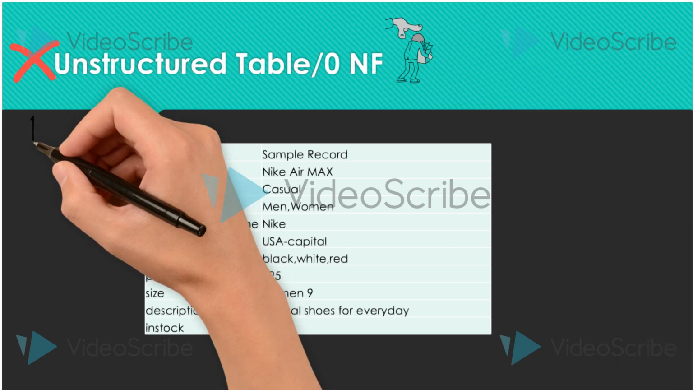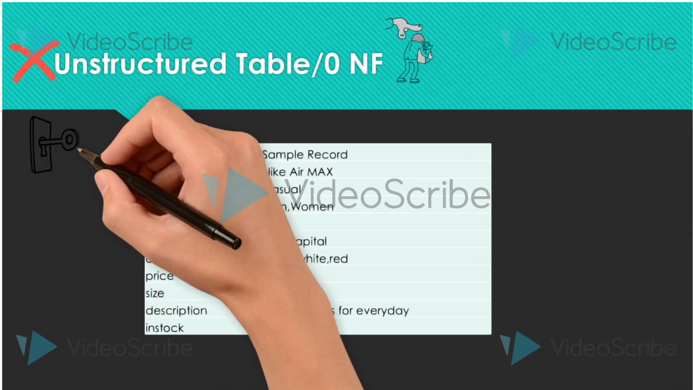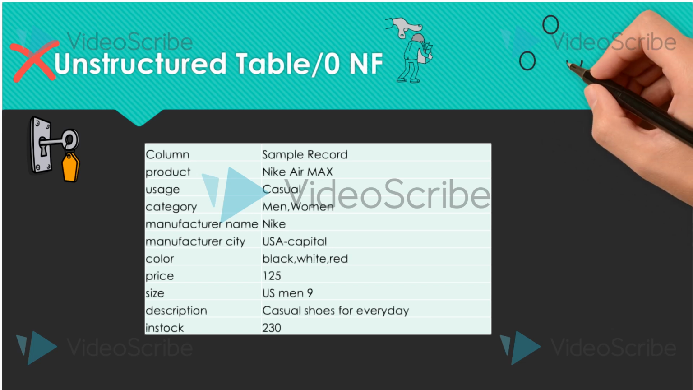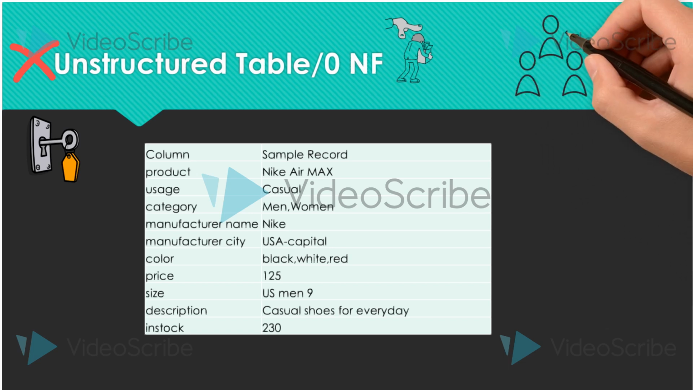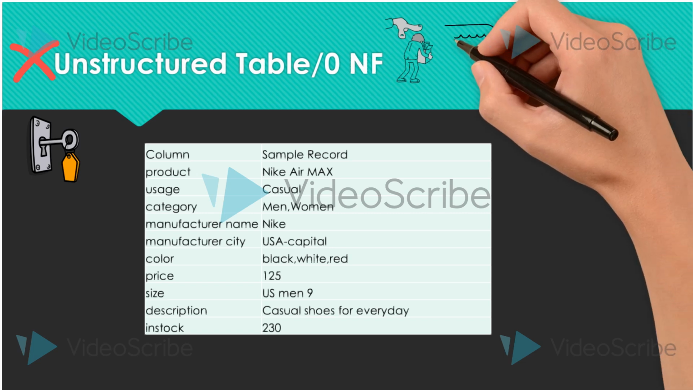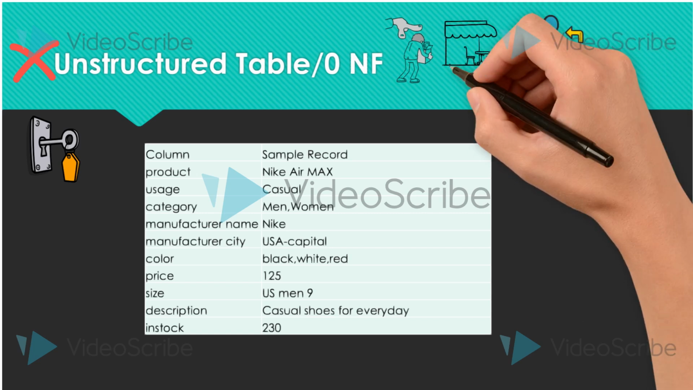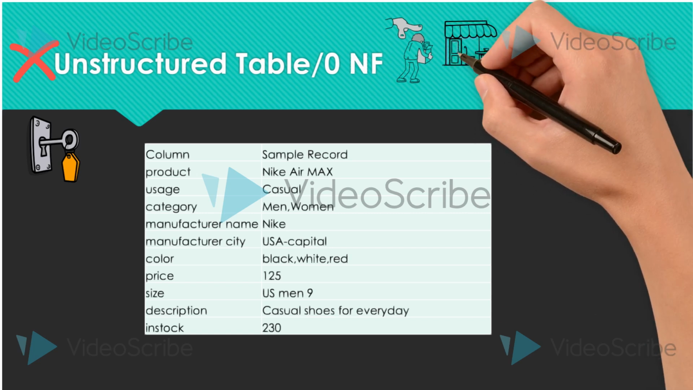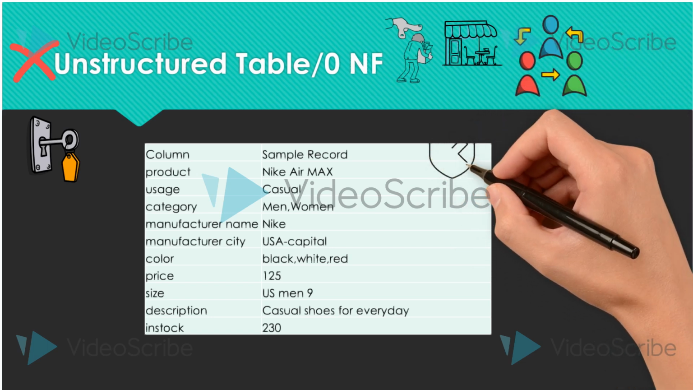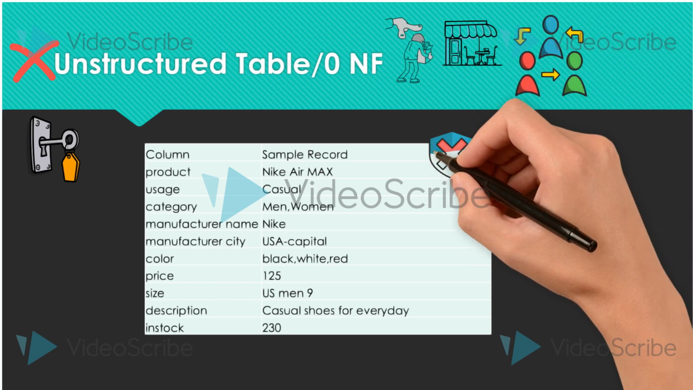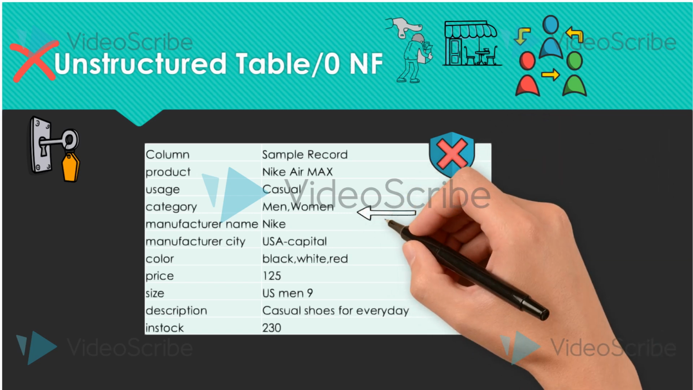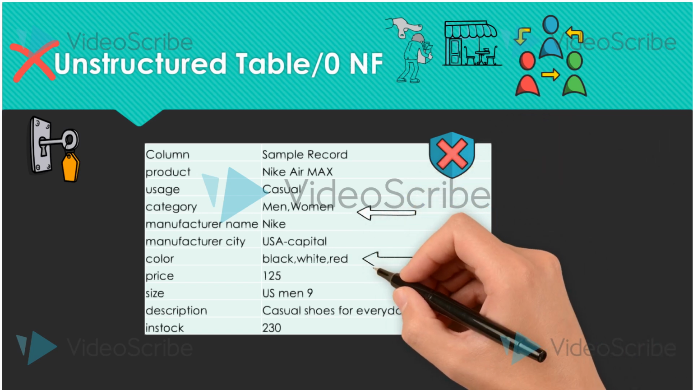The table that you can see on the screen is a form of unstructured table, or a zero normalization form. Here you can see that the product table has various columns like product, usage, category, manufacturer name, and much more. But you can see for category here there are two categories, men and women. Similarly, for color, the shoes are available in three colors: black, white, and red.